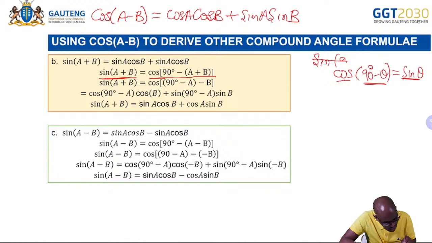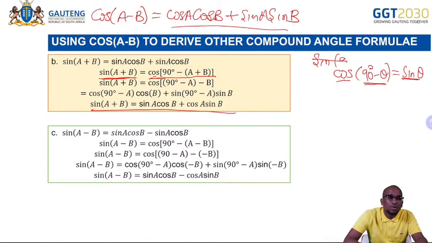So we also wrote down here the sine of A plus B, we expressed it as a cos, so it should be the cosine of what? 90 minus the given angle, so it's 90 minus A plus B. Simplifying that, we get the cosine of 90 minus A minus B, and then from there we are going to expand using the formula that we know, and ultimately we end up with the sine of A plus B, which is the sine of A, the cosine of B, plus the cosine of A times the sine of B.